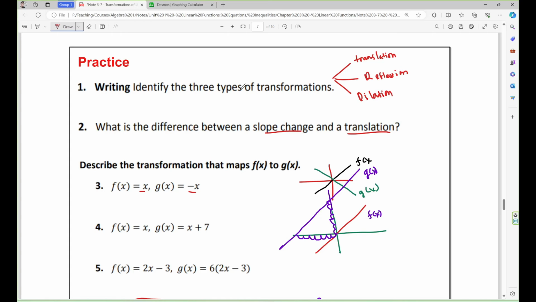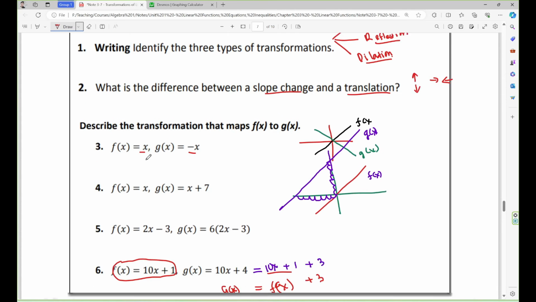Now identify the 3 types of transformation. So we have translation, reflection, and dilation. Now what is the difference between a slope change and a translation? Slope change will make the graph steeper or less steep. Translation just moves the graph up, down, right, or left.